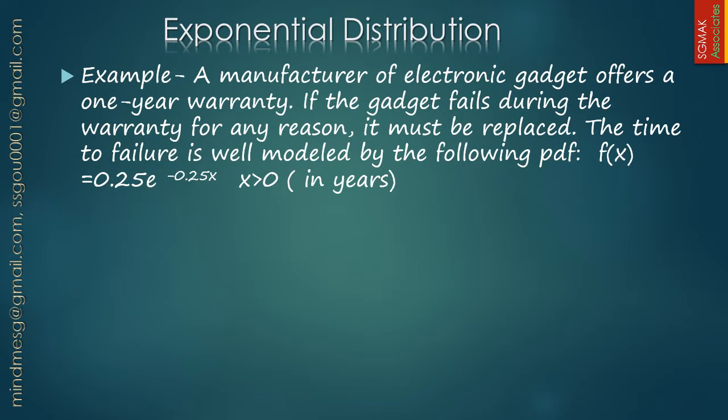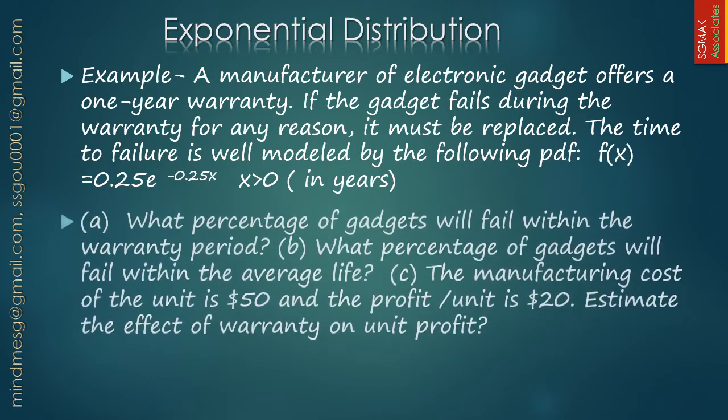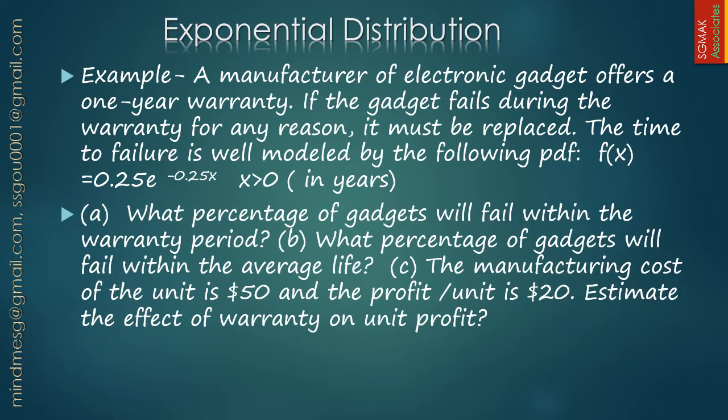So f of x is 0.25 times e raised to the power minus 0.25x, and x defines the time to failure, so it can take only non-negative values, measured in years here. We have the following queries. First, what percentage of gadgets will fail within the warranty period? Number two, what percentage of gadgets will fail within the average life?